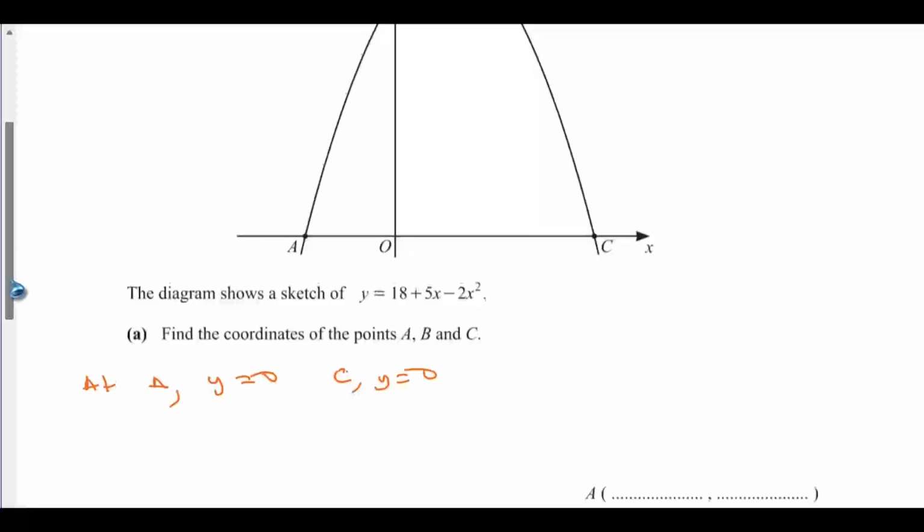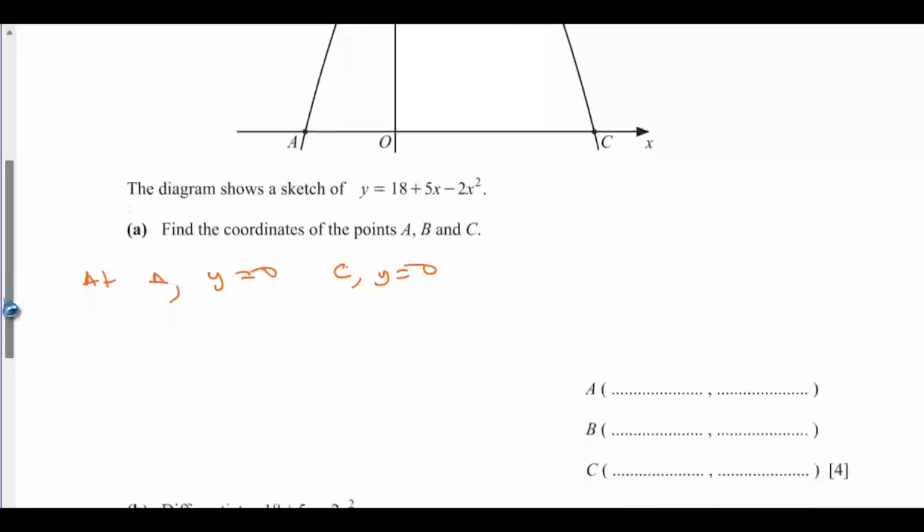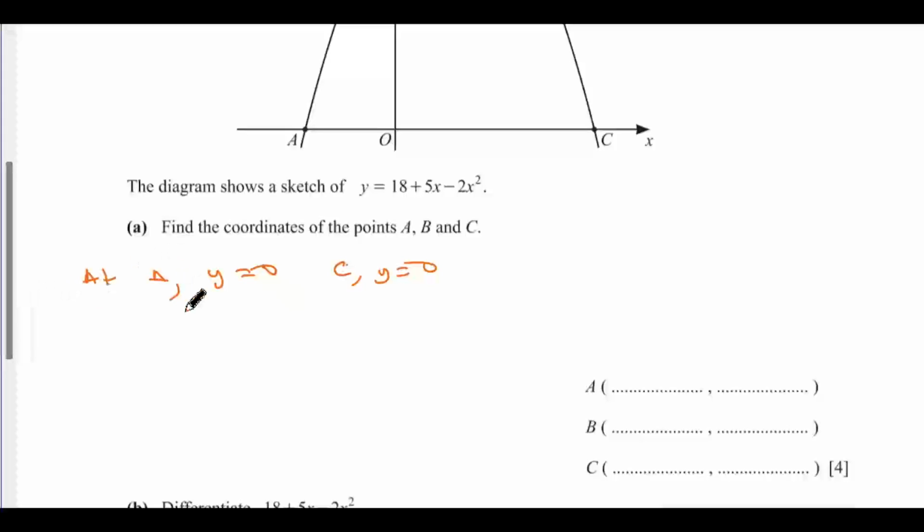So that means we can set the given equation to 0 and find the values of x at points A and C respectively. So let's set y equal to 0. That will give us 18 plus 5x minus 2x squared equals 0.